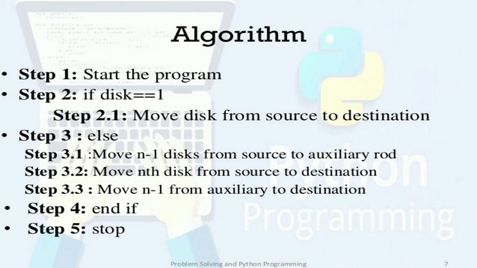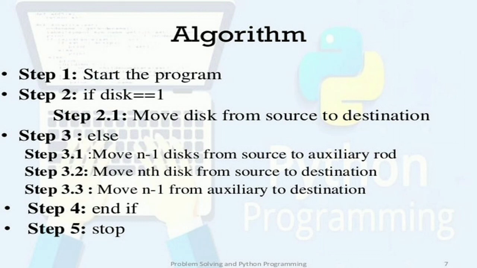1, then we have to move n minus 1 disks from source to auxiliary rod. In step 3.2, we need to move the nth disk from the source to destination. And in step 3.3, we need to move the n minus 1 disks from the auxiliary to the destination rod. In step 4, end the condition. And in step 5, stop the program. This is the algorithm for moving the disk from the source to the destination using the recursive function.